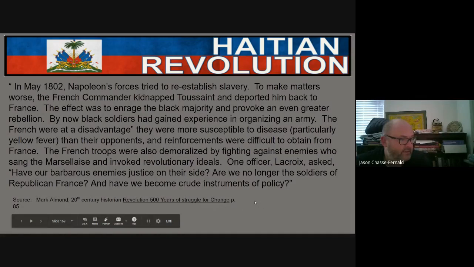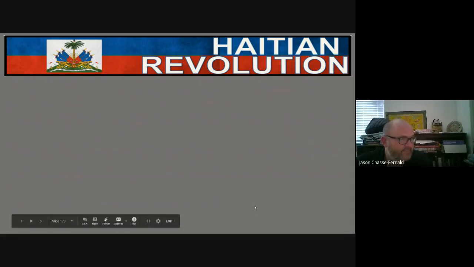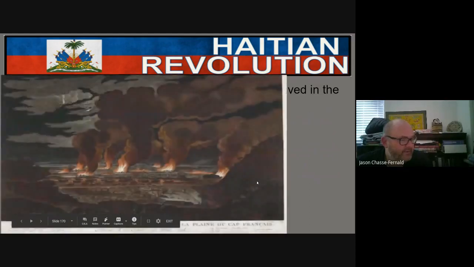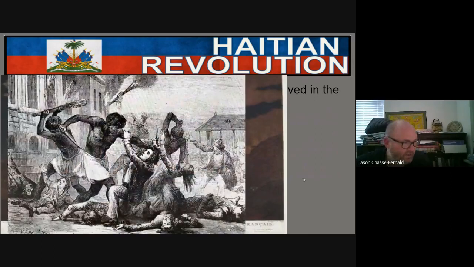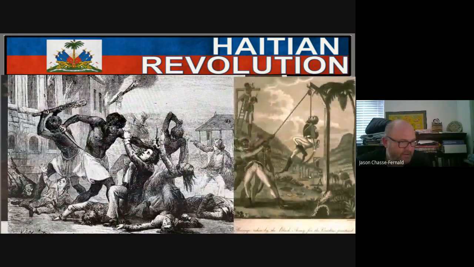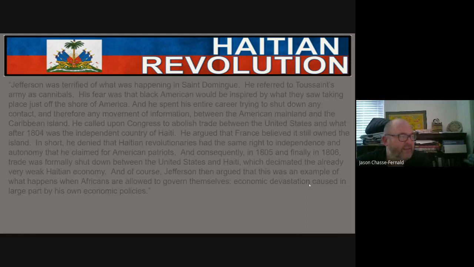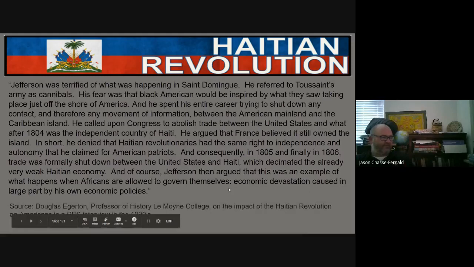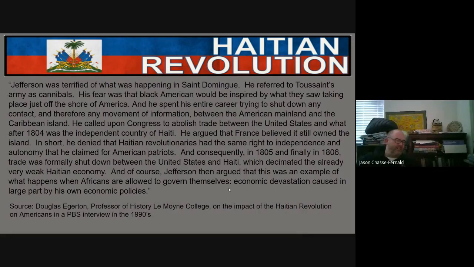All right, and in class we may or may not do an SAQ on this, or just try to source it. All right, why is the Haitian role portrayed and perceived in the United States and Europe? This is definitely something we break down in our Strayer homework. What Strayer says about this and what the evidence there says. And this is, of course, a secondary source on this issue.